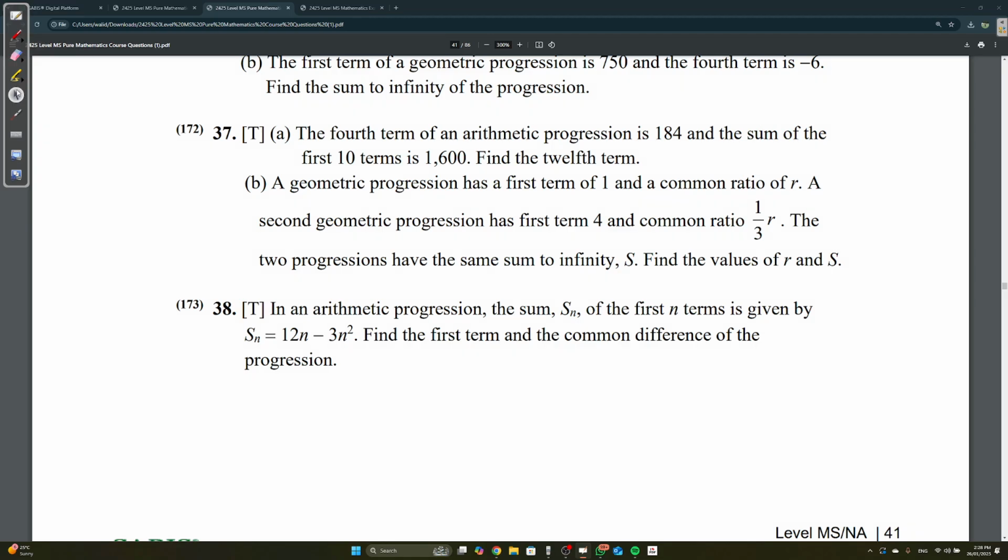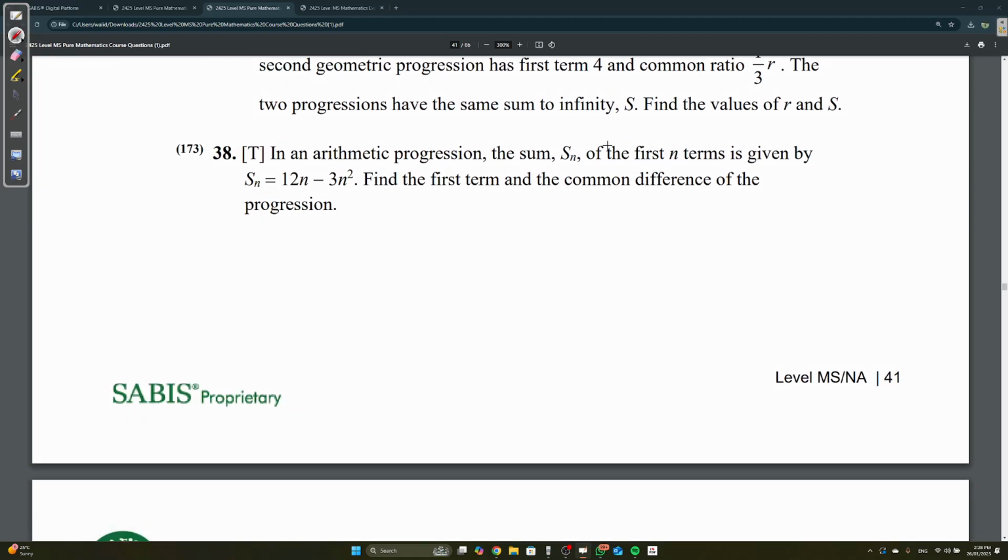Okay, for our last question, one part, nice and easy. In an arithmetic progression, the sum Sn of the first n terms is given by 12n minus 3n squared. Find the first term and the common difference of the progression.